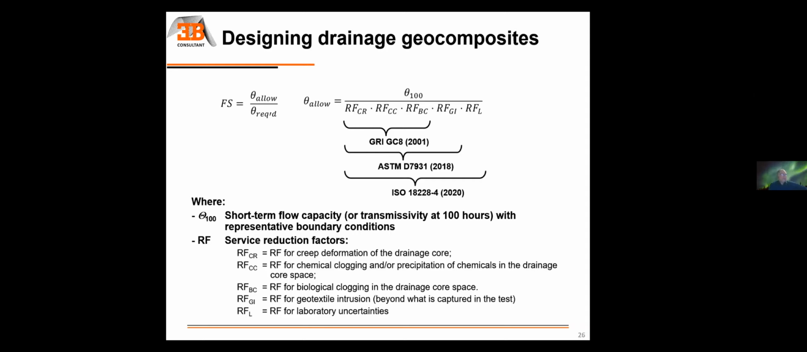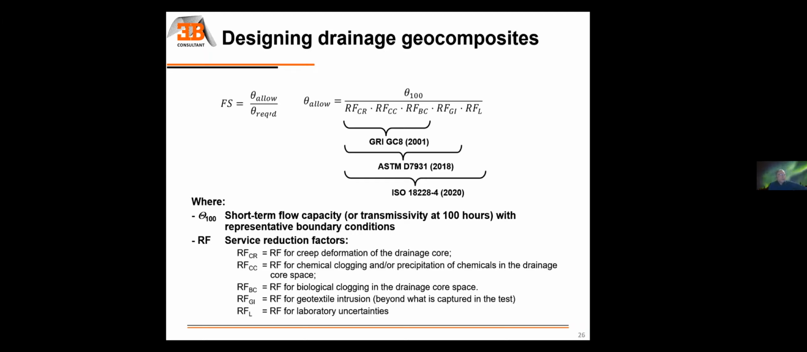So here you can see that it includes the Phi100, which is transmissivity at 100 hours, the short-term flow capacity of the geocomposite, which must be measured with representative boundary conditions, and we're going to go through that after. And this value is divided by reduction factors. So it's not the safety factor, it's reduction factors, which take into account the different potential causes of reduction of flow because of the service condition.